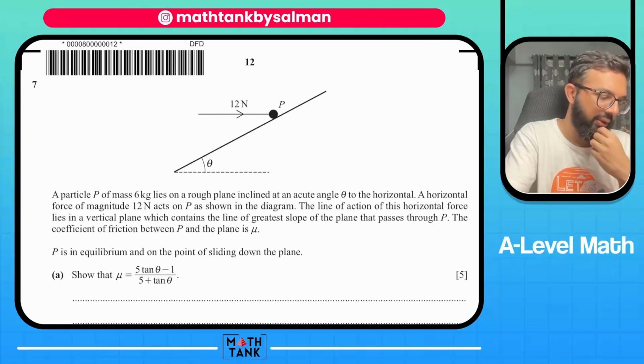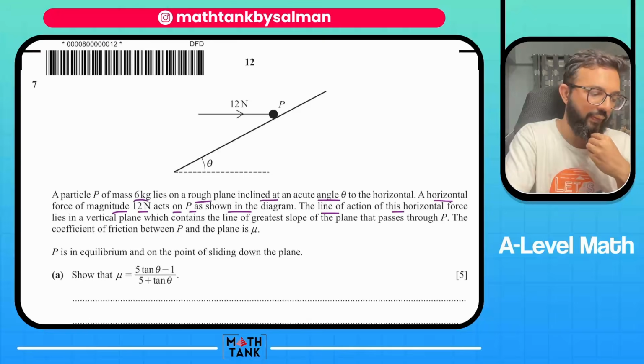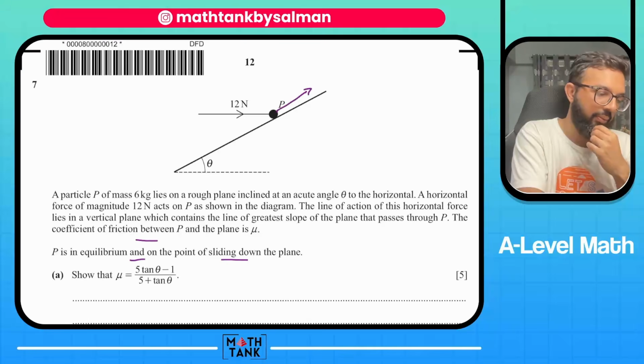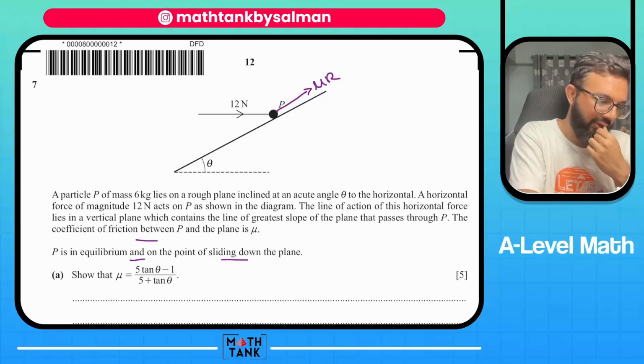Question number 7 says a particle P of mass 6 kg is on a rough inclined plane at an angle of theta. A horizontal force of magnitude 12 newtons acts on P as shown in the diagram. The line of action of this horizontal force lies in a vertical plane which contains the line of greatest slope. Lots of information there. The coefficient of friction between the plane and P is mu. P is in equilibrium and on the point of sliding down the plane. So F equals mu R. Show that mu equals 5 tan theta minus 1 over 5 plus tan theta. I don't know where tan theta is coming from, but let's try to solve.